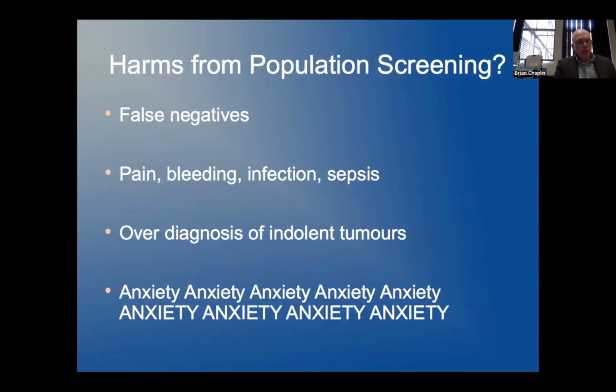So overall, what are the negatives from population screening? Well, there are false negatives. There are also, of course, false positives, finding men with raised PSA who don't have prostate cancer, and again, this issue of finding men with indolent tumours that don't need to be found. And then there's the pain, bleeding, infection and sepsis from the ultrasound scan and biopsies, overdiagnosis of indolent tumours, and the anxiety caused by screening.